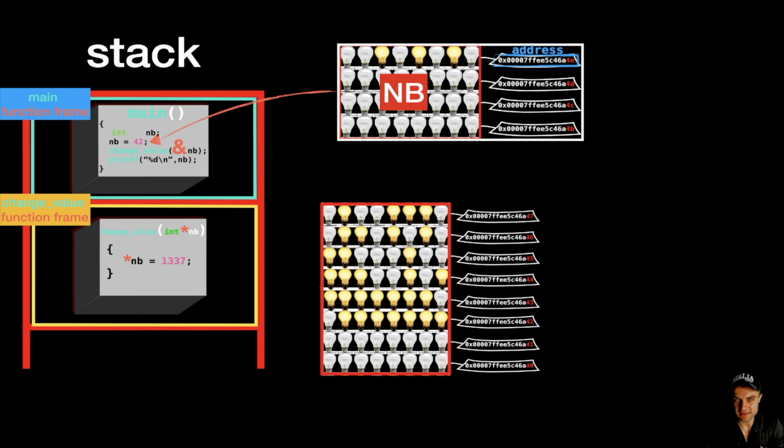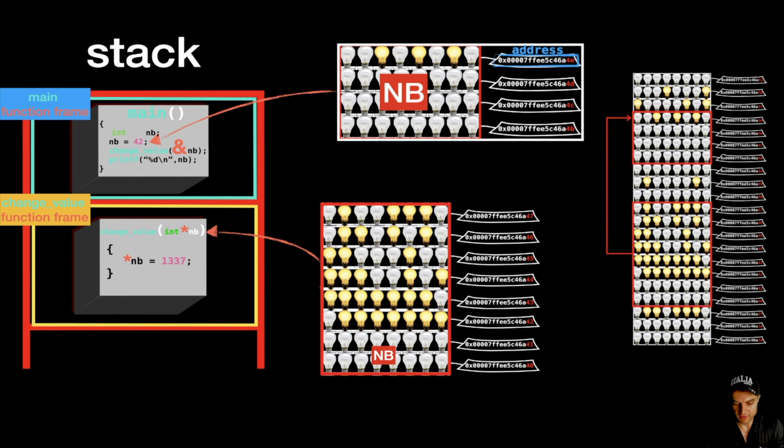We can make reference to something which is not here, not in my local function frame. Indeed, when we say dereference, we mean reference to something which is not here, which is far. Think about the word, I don't know, deportation. Bring someone far. That's the idea. Here we're making reference to something far, dereference. And when I say star nb, I'm saying, hey, go to the address pointed by nb and put there the value 1337.